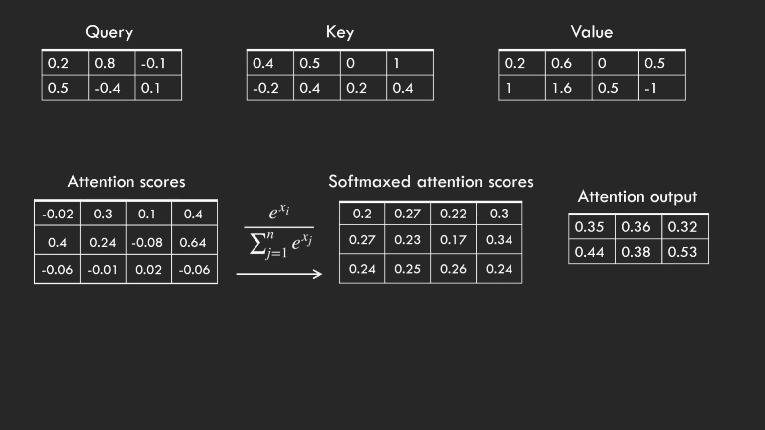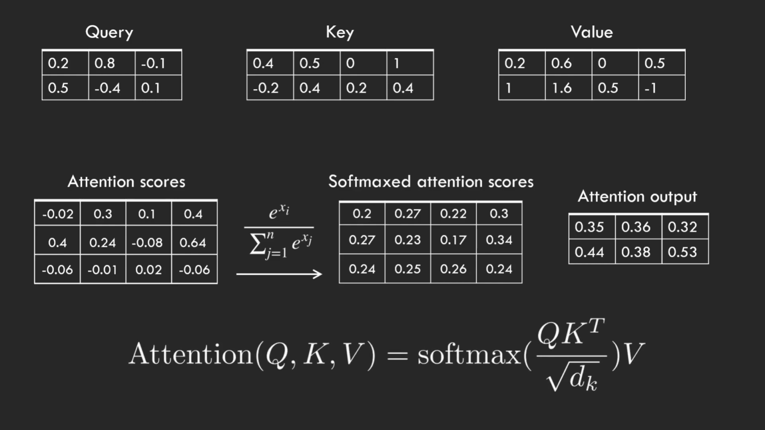This whole process can be expressed concisely through a series of matrix multiplications for efficient computation, as depicted in this formula from the attention paper. Note that this formula assumes the query, key, and value matrices to be in an already transposed form. Also, a square root of dk term is introduced, where dk represents the dimension of the key vector.